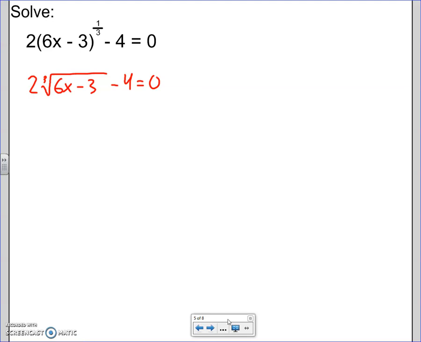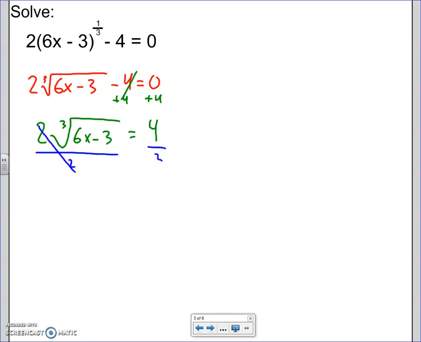So you want to get the radical by itself. So I move this 4 over first by adding it. So 2 cube root of 6x minus 3 equals 4. I need to get rid of that 2 in front by dividing by it, because that's a multiplier, has nothing to do with the radical. So I get cube root of 6x minus 3 equals 2.